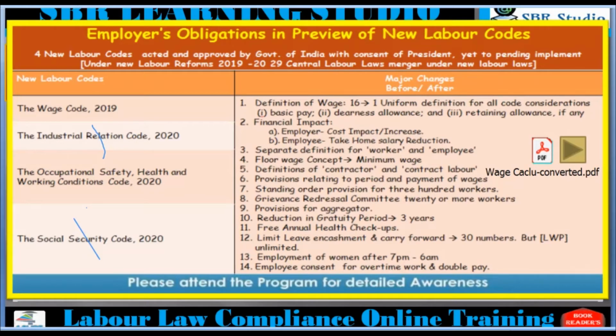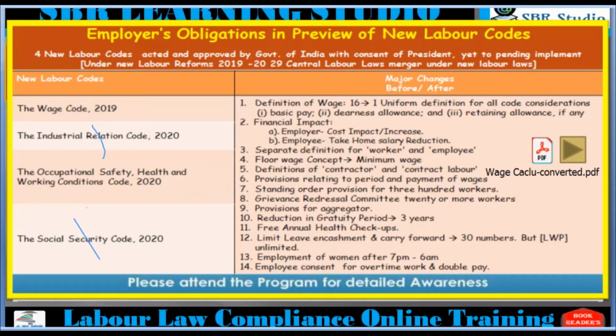So what is the reform? The biggest reform is that the new codes have given a uniform definition. However, that definition has been given a new concept, and that concept also impacts the organization and the employee in financial terms. How? First of all, earlier with the existing labor laws, there were 16 different types of definitions provided for wages. However, with the new wage code, there is one uniform definition defined for every one of the four codes.